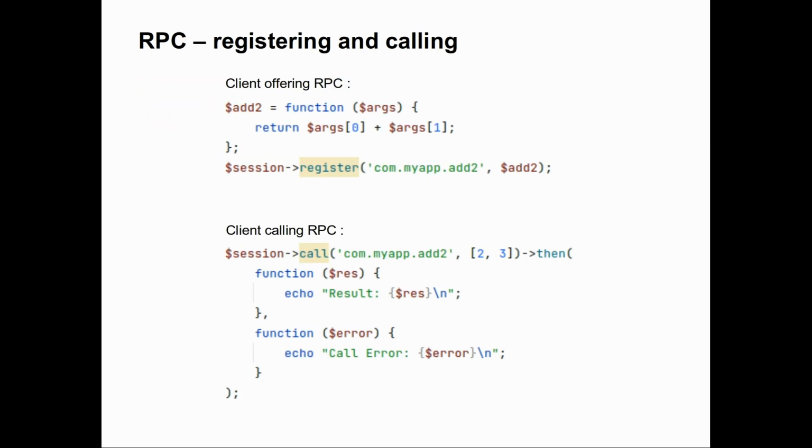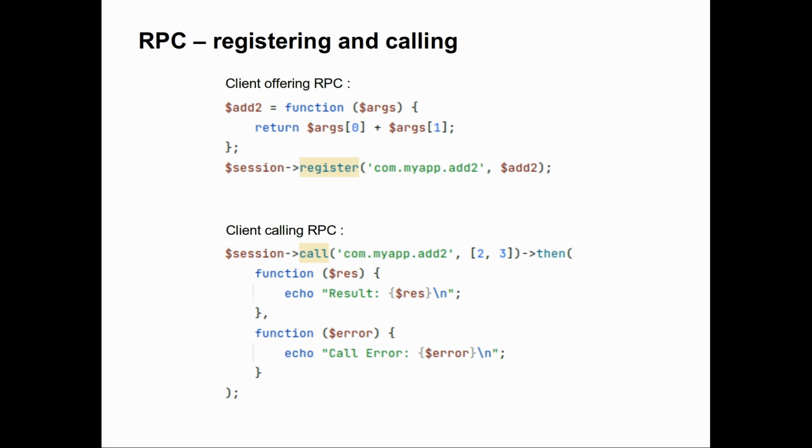So let's take an example. Let's imagine a client connects to the WebSocket server and inside the code says, okay, I have a function here, which is basically going to return the sum of two arguments. Then if that session variable here is the WebSocket connection, that client can say, I register this specific name of the RPC call, and I provide it with my function. And then it's just going to sit there and wait.